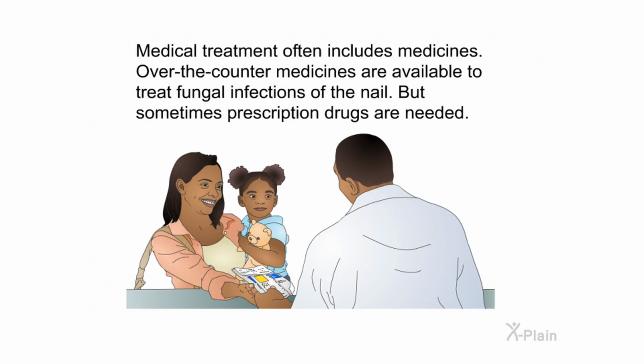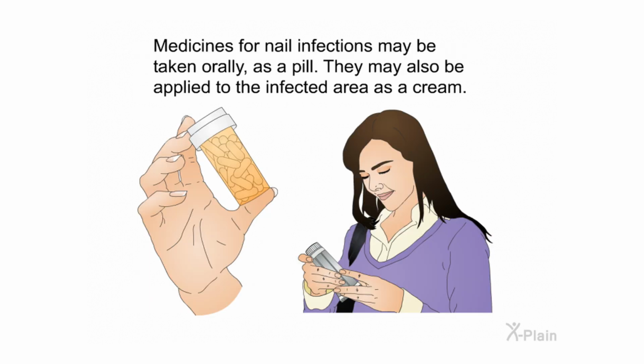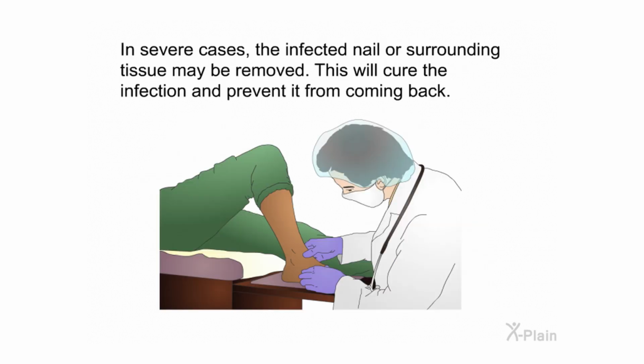Medical treatment often includes medicines. Over-the-counter medicines are available to treat fungal infections of the nail, but sometimes prescription drugs are needed. Medicines for nail infections may be taken orally as a pill. They may also be applied to the infected area as a cream. In severe cases, the infected nail or surrounding tissue may be removed. This will cure the infection and prevent it from coming back.